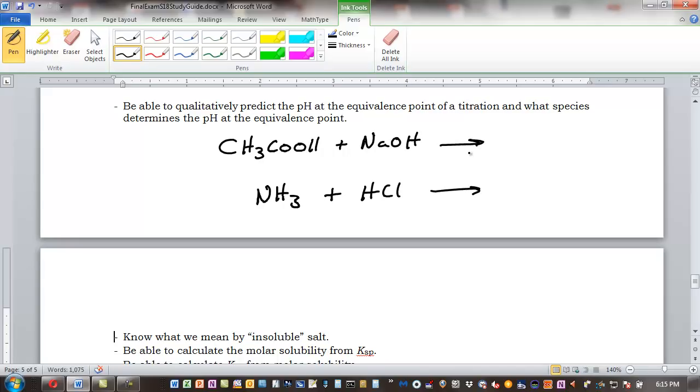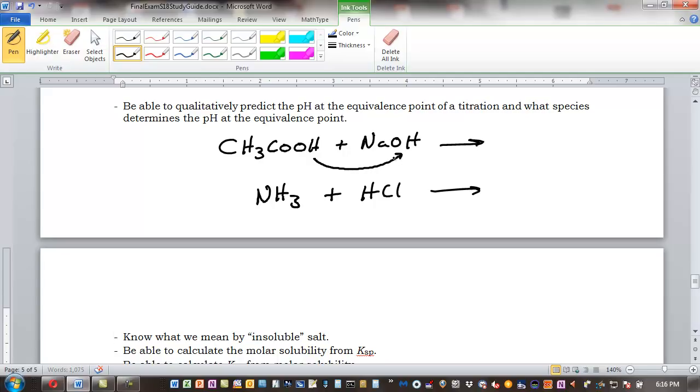So at the equivalence point of these two titrations, let's figure out what determines the pH and whether the pH will be acidic or basic. So the first one. Okay, so I hear most people saying basic. Weak acid with a strong base. The pH will be basic.